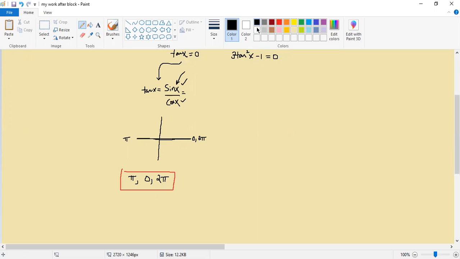And the other is essentially going to reach a similar conclusion, but with different numerics. So with tangent squared of x, we can say that 3 tangent squared of x equals 1.